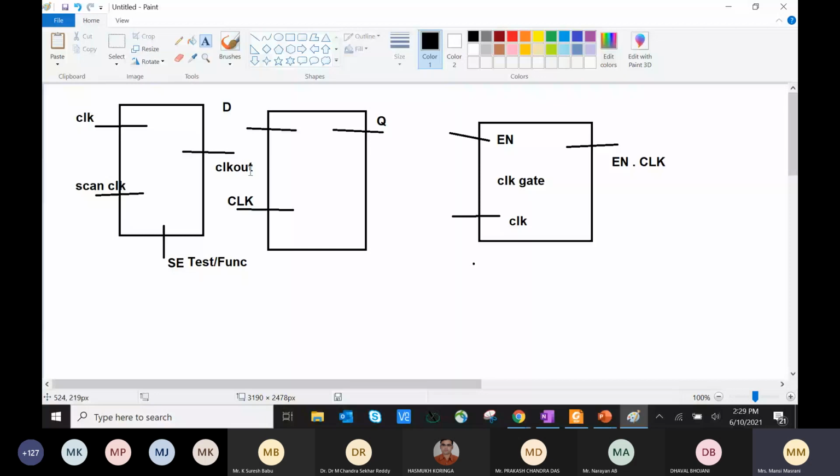And whenever my design is in func mode, the actual clock, with which my whole design is going to be fabricated, that clock transfers. So these are two specific cells which we will use on the clock path. And then we define skew groups.